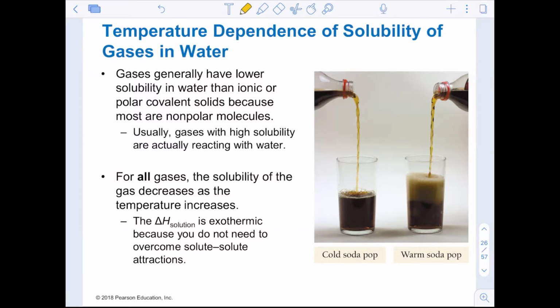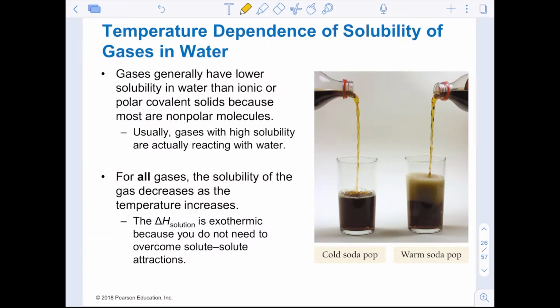For all gases, the solubility of the gas decreases as you increase the temperature. And that's because the delta H of solution is exothermic. You don't need to overcome any solute-solute attractions for gases because they don't have any, right? And so it is favorable to mix a gas with water. However, when we increase the temperature, we are actually making the solubility decrease.